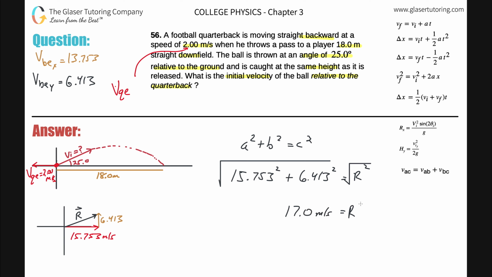Now this resultant velocity was the initial velocity. So we can just call this the velocity of the ball relative to the quarterback. No x and y, this is the overall resultant velocity. Now, when solving for velocity, you can also give the direction. And direction, we're talking about the angle. So for the angle in here, all you got to do is a tangent calculation.